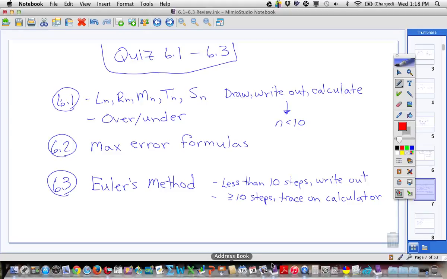Now, if you have 10 or more, we're not going to be able to use the area program because when we're in test mode, it's not going to let us. I'll just give you what you need. For example, let's say what I might do is give you an L10, R10, M10, and T10. Just give it to you. And then say, find S20. Show your work. So what would you do for an S20?